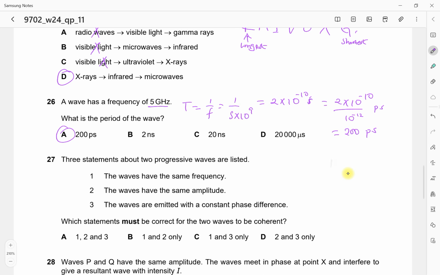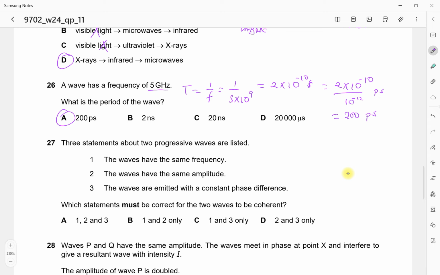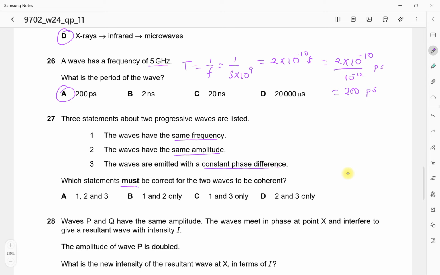Three statements about two progressive waves are listed. They have the same frequency, they have the same amplitude. The waves are emitted with a constant phase difference. Which statement must be correct for the two waves to be coherent?